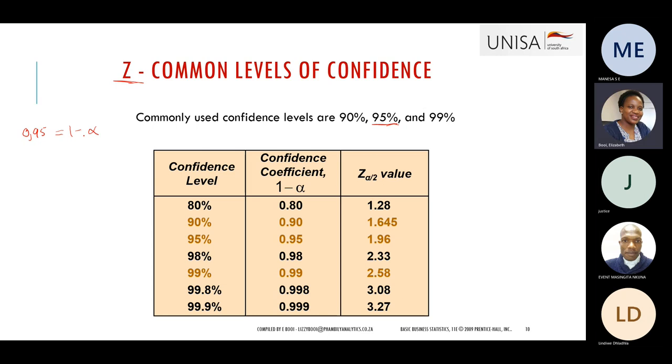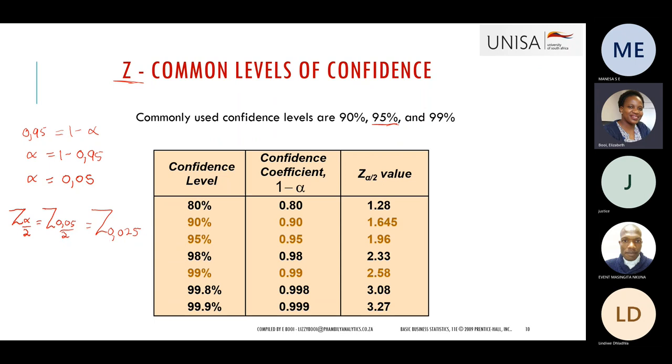And that we can solve for alpha. Bringing alpha onto the other side, it becomes positive, and bringing 0.95 to the other side, it becomes negative 0.95. Therefore, our alpha value will be equal to 0.05. And that is our alpha. In order for us to find the critical value, we said we use Z alpha divided by 2. Our Z alpha is 0.05 divided by 2. Therefore, it is Z of 0.025. Then I said this is the probability value.